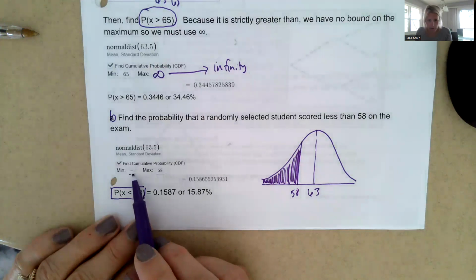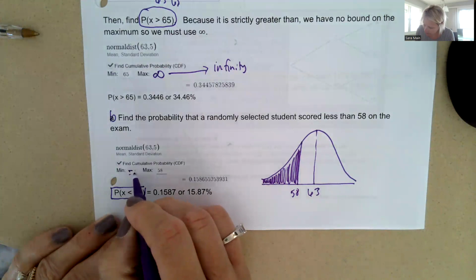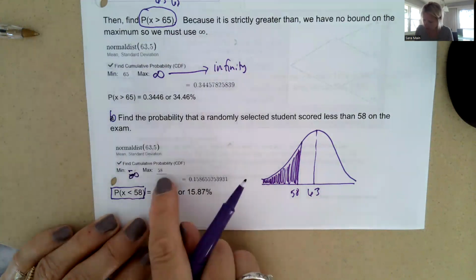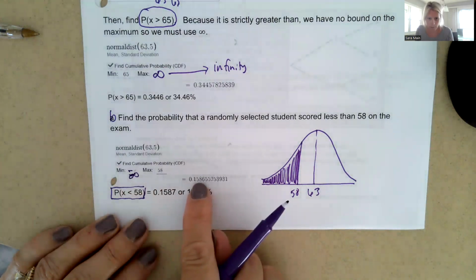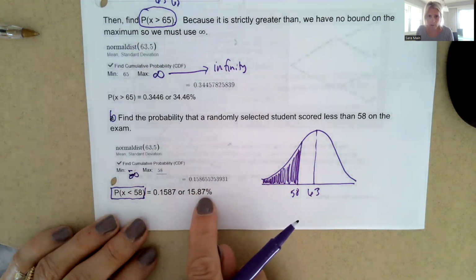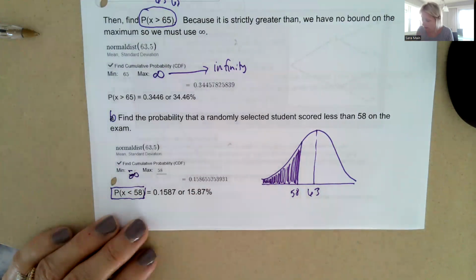My minimum value this time, I'm endless to the left. So it says a negative infinity up to 58. So my minimum is a negative infinity up to 58, and that is 0.1587 rounded. So 15.87% of my students scored less than 58 on the exam.